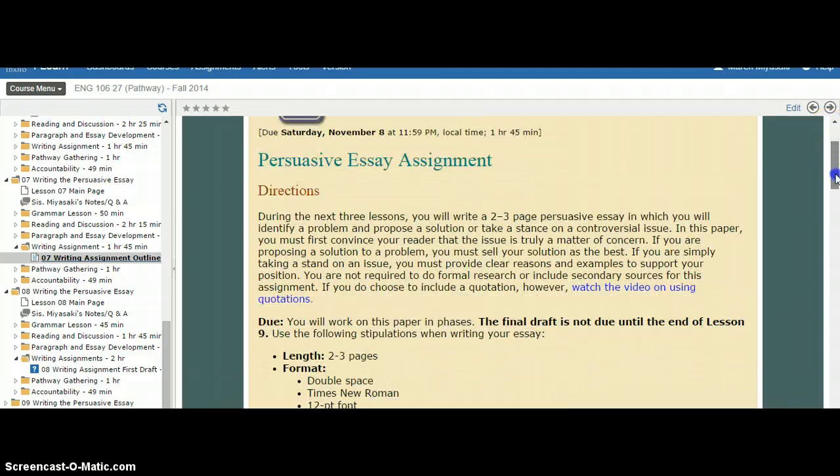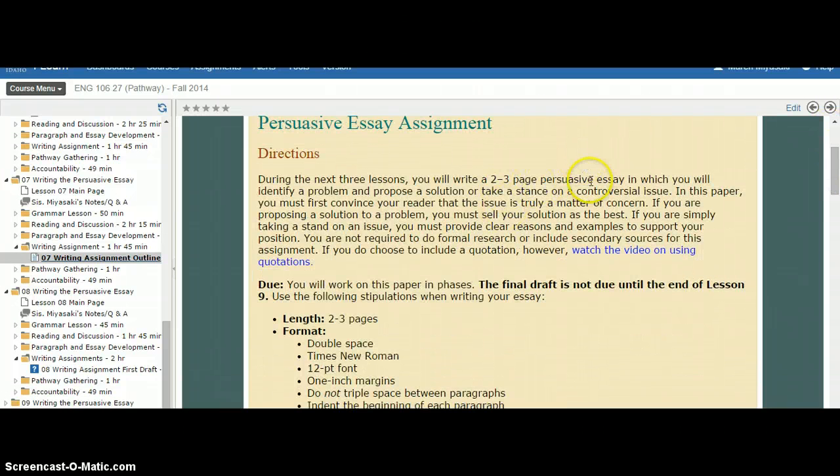So here's the writing assignment, and as we said, it's going to be 2 to 3 pages instead of 1 to 2. You will identify a problem and propose a solution, or take a stance on a controversial issue. In this paper, you must convince your reader that the issue is truly a matter of concern. If you're proposing a solution to a problem, you must sell your solution as best. If you're simply taking a stand on an issue, you must provide clear reasons and examples to support your position.